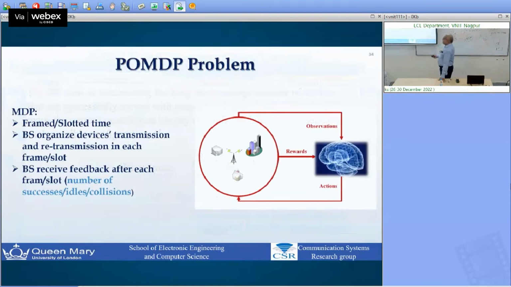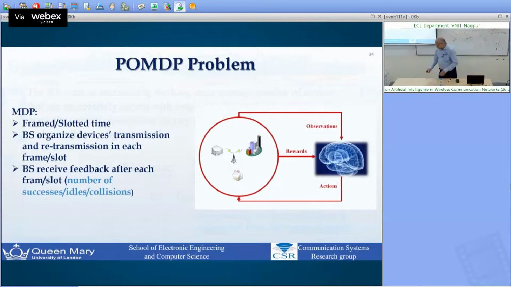So now this is like earlier. This is a Markov decision process because here we have slots. The base station organizes the transmission and retransmission. After each slot, it observes the number of succeeded CTUs, the number of idle CTUs, and the number of collided CTUs, everything at the end of the slot. Then at the beginning of the next time frame, the base station dynamically changes the parameters.